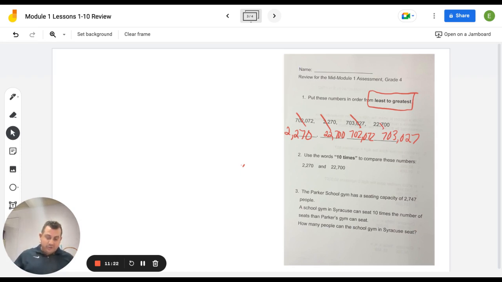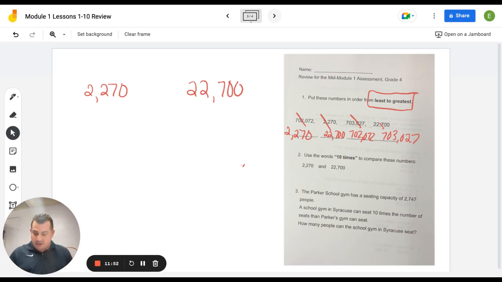Okay, so we have 2,270, and then we have 22,700. So we want to use the number 10 times to compare them. Well, we know that when we have 10 times a number, we're multiplying it by 10. You're just adding a 0. When you want to get 10 times any number you can think of, to multiply it by 10, just add a 0 to the end, and that's it.